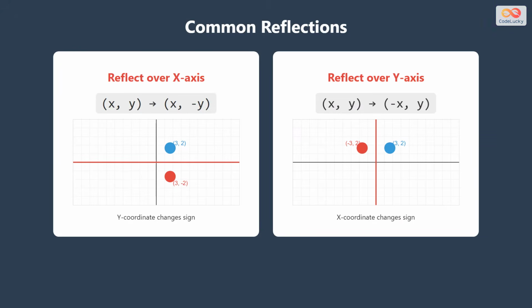There are distinct rules for reflecting across the axes on a coordinate plane. If you reflect over the x-axis, the y-coordinate changes its sign. If you reflect over the y-axis, the x-coordinate changes its sign. It is a handy shortcut to remember when working with coordinates.